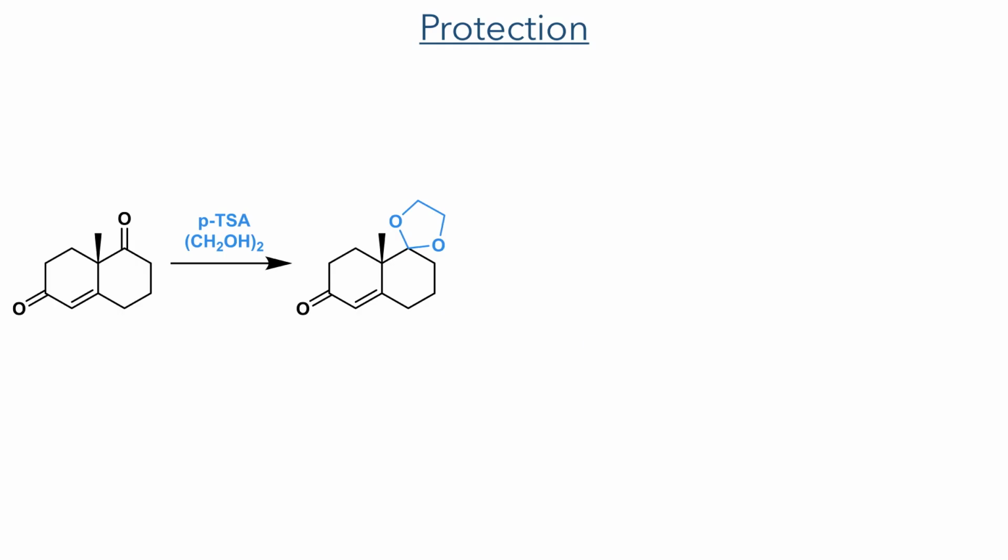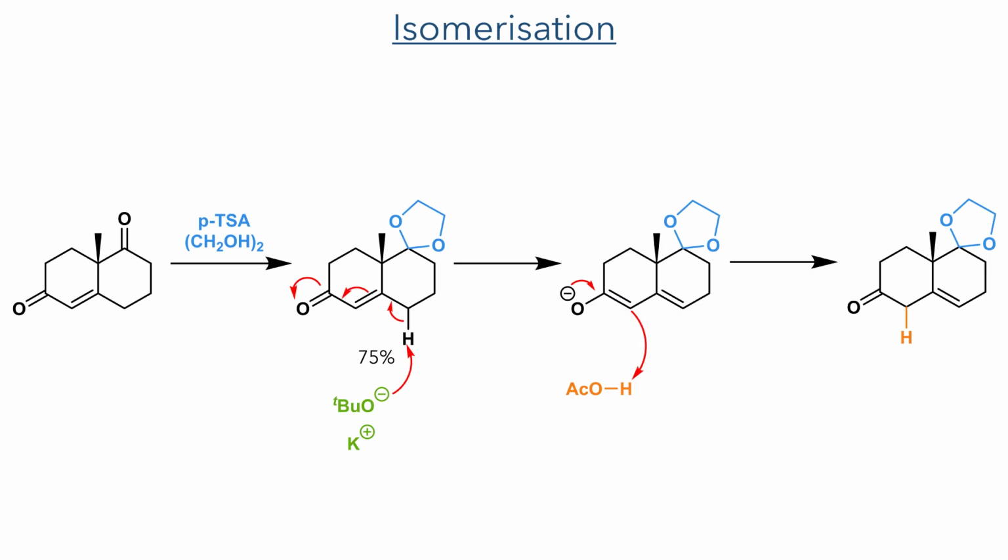This began with the protection of the Wieland-Miescher ketone using ethylene glycol. The enone was then isomerized by first treating it with potassium tert-butoxide to deprotonate the gamma position, forming an enolate. This enolate was then treated with acetic acid, which reprotonates it at the alpha position.